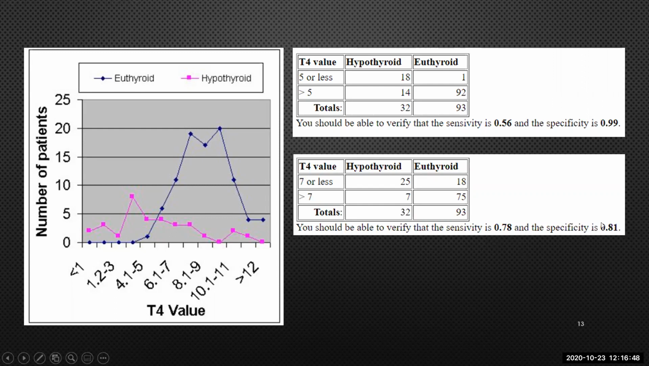But that means that you are going to get a few more false positives, meaning that your specificity goes lower. Specificity, remember, is the probability of a negative test given that you are well. And so you're going to have a bunch more false positives.